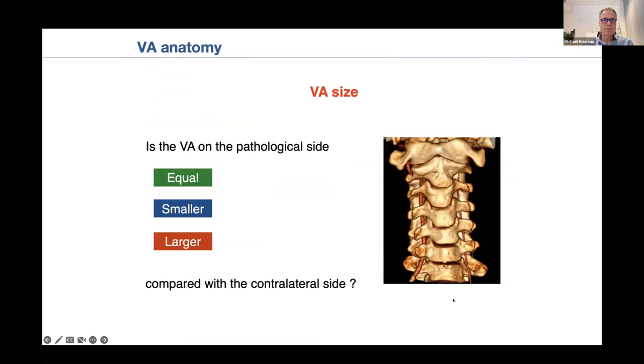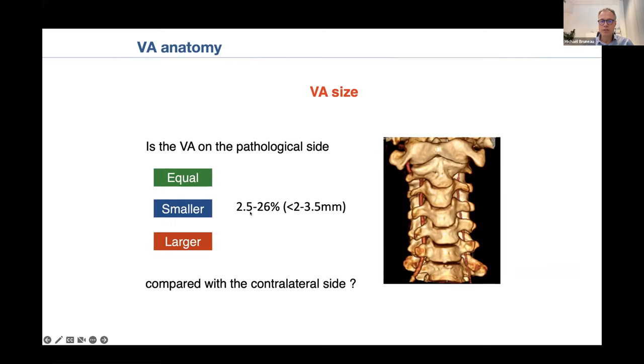When you want to dissect the vertebral artery, what is important, and it has to be considered preoperatively, is to know if you are facing a smaller vertebral artery or a larger one. Compare it to the contralateral side. It's truly important to know what the risks of the procedure are. And in fact, depending on the size that you will consider, less than 2 millimeters or up to 3.5 millimeters, you will find a smaller vertebral artery between 2.5% and 26%.